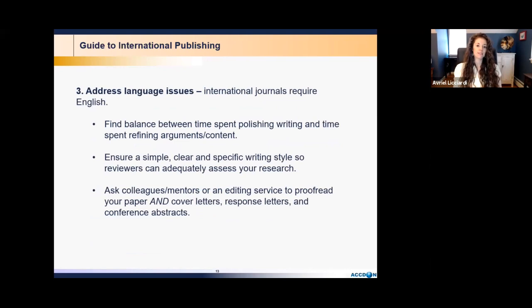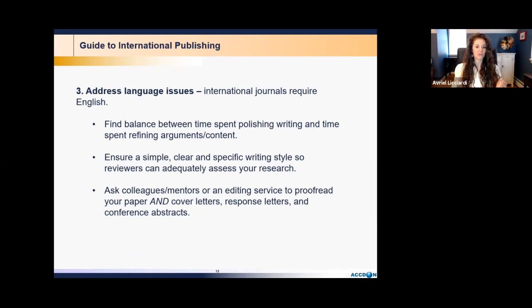Along similar lines, again, it is important to address language issues. Again, international journals require English. They do sometimes allow an abstract that's in a different language. Most importantly, for non-native speakers, this is incredibly difficult. It is something that is very daunting, but it does also affect everybody. Just because you are a native English speaker does not necessarily mean that you are a good writer. So I think it's important to understand that we're all pretty much in this together.